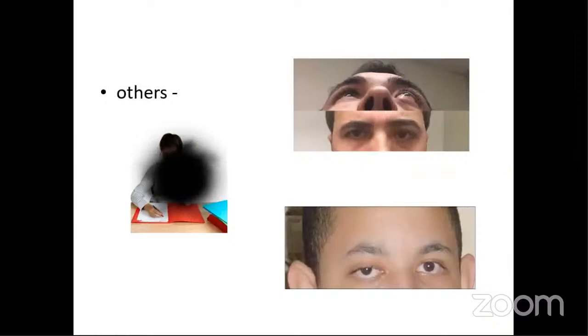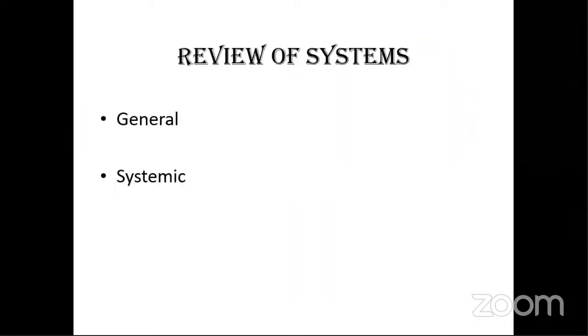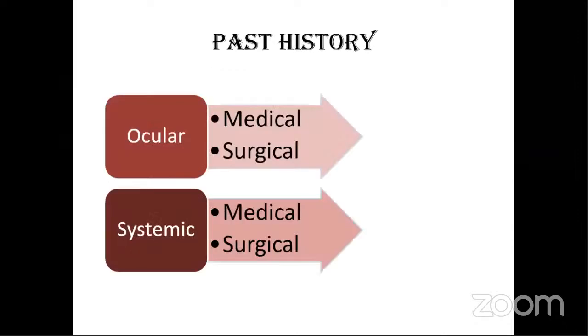There are certain other symptoms like seeing scotoma or visual field defect, or it could be some disfigurement of the eyes like proptosis or ptosis. So all these are the certain common complaints which you can frequently encounter in your OPD. Then coming to the review of systems, this is helpful to assess the general and systemic status of the patient, especially in case of uveitis.